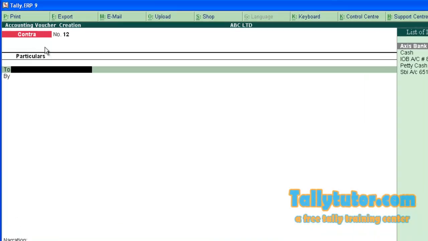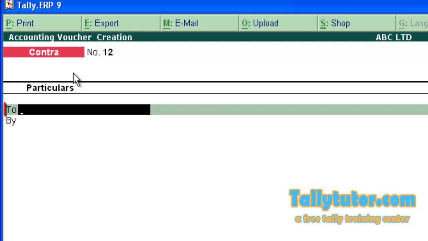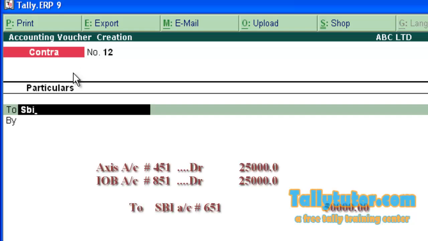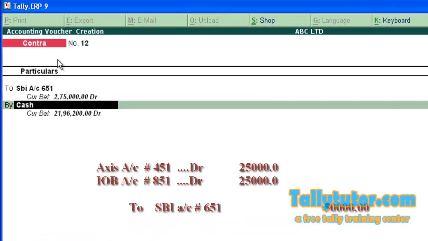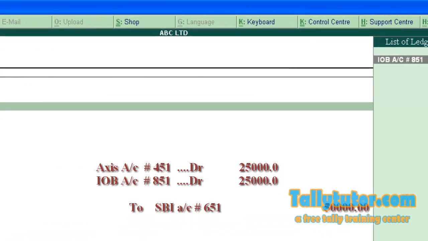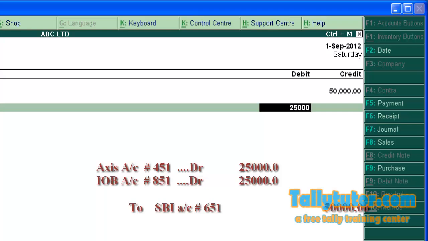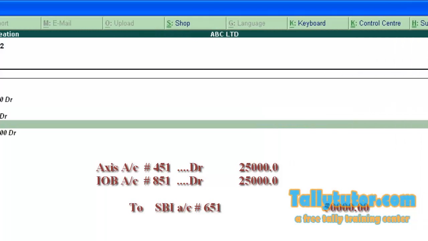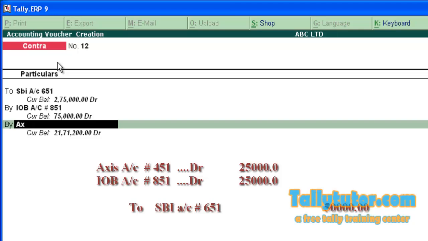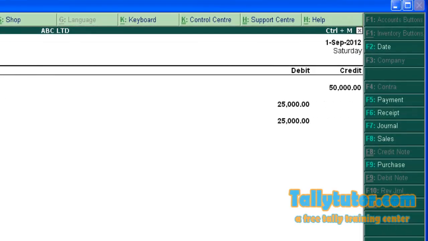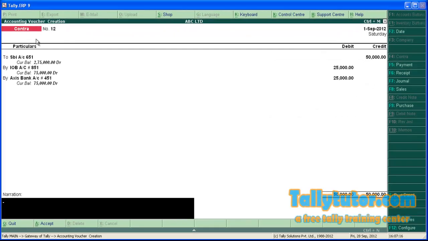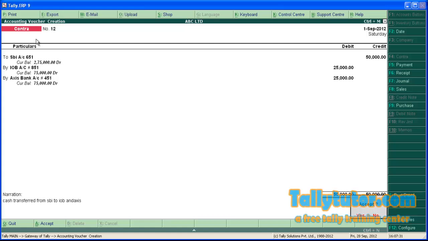So just after "To", which is the symbol of credit, here we are crediting SBI 50,000, and by IOB bank increases by 25,000. Again, Axis Bank increases by 25,000. Now here type narration, and finally save the screen.